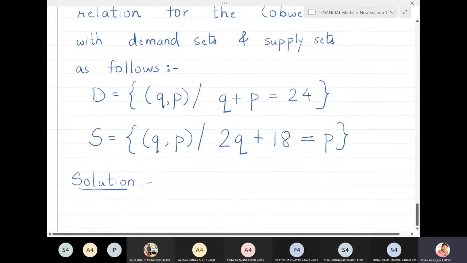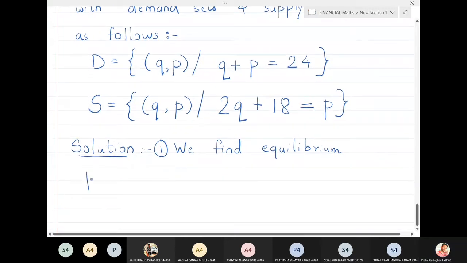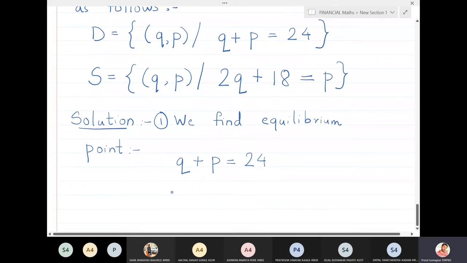So we will first find what is the equilibrium point. Let me call this step one. We find the equilibrium point, and it is Q plus P equal to 24, and 2Q minus P is minus 18.